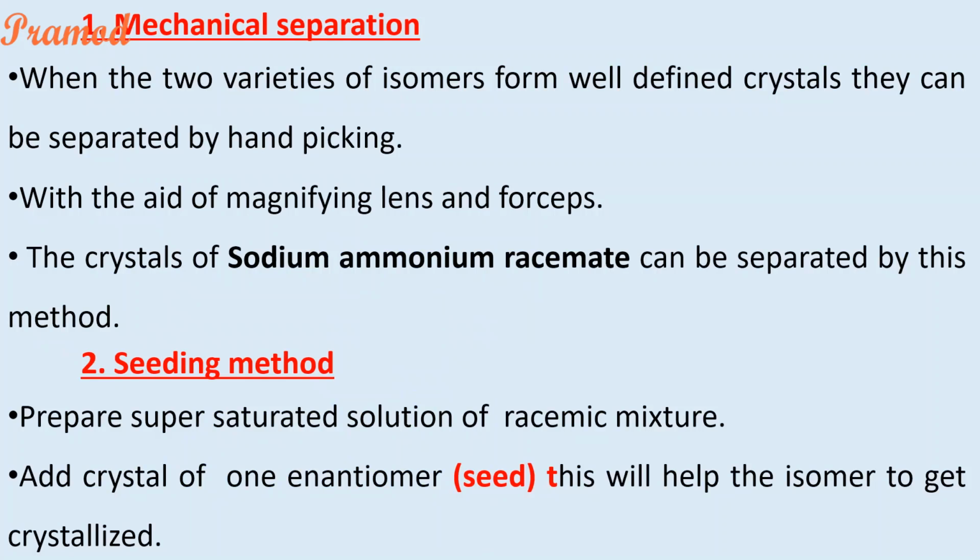So according to the crystal structures, they will try to separate it. Difference in the crystal structure will be observed, and they are handpicked using a microscope or magnifying lenses. An example is crystals of racemic ammonium citrate, which can be separated using this method.